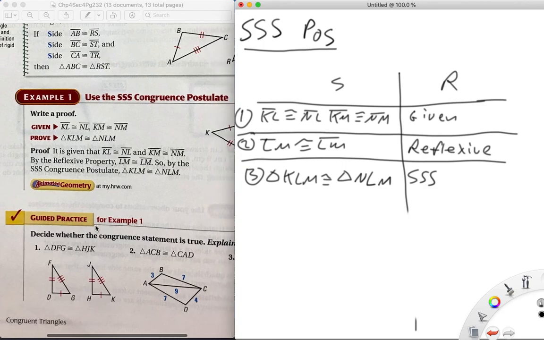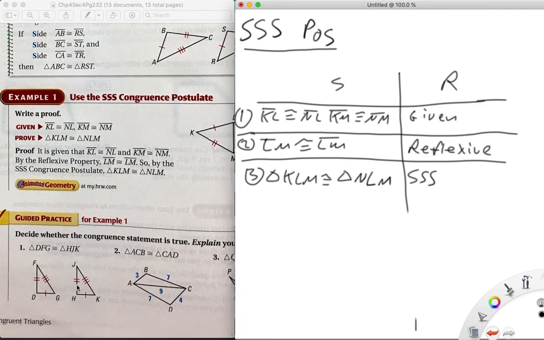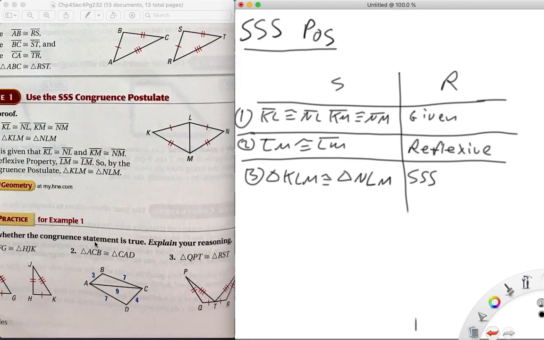Now we have to see if they're true and why. Well, this is true. We have three sides of one triangle congruent to three sides of the next. DG is congruent to HG, JK is congruent to FG, FD is congruent to JH. So that is true. Here we have BC and AD congruent. We have AB and DC not congruent. And AC is congruent to itself. So these are not two congruent triangles, so we can't use side, side, side.